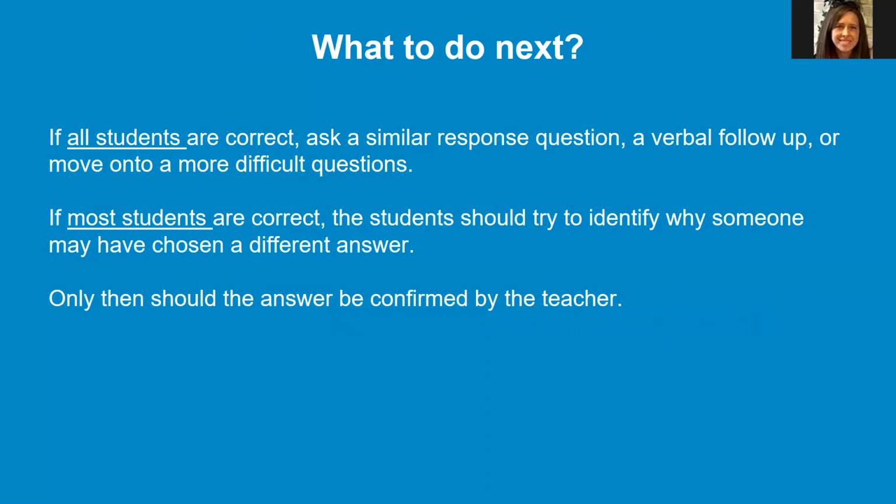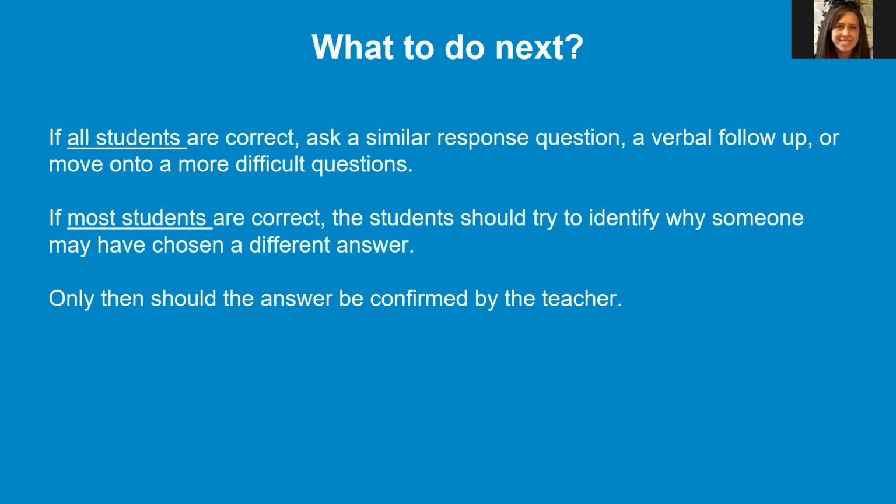So you can just do a quick verbal follow-up or move on to a more difficult question. If most of the students are correct, you want to try to identify someone who chose a different answer. Have the students have some discussion at their table about which answer choice they chose, and try to find somebody who had a different answer choice than them, and then they can have some conversation.